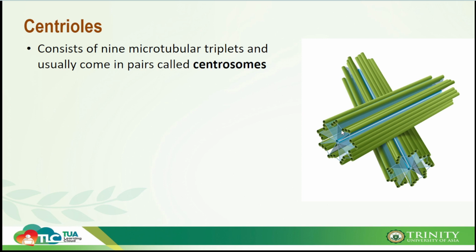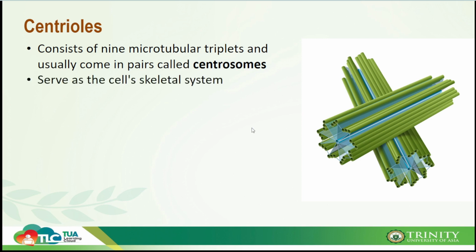So let's count this. 1, 2, 3. So we have 3 tubular structures here. 1, 2, 3, 1, 2, 3, and so on. So if we actually count those triplets, we should be able to count up to 9. 1, 2, 3, 4, 5, 6, 7, 8, 9. So we have 9 tubular triplets. So each one of them is called a centriole. If we have 2, then we have centrosomes.